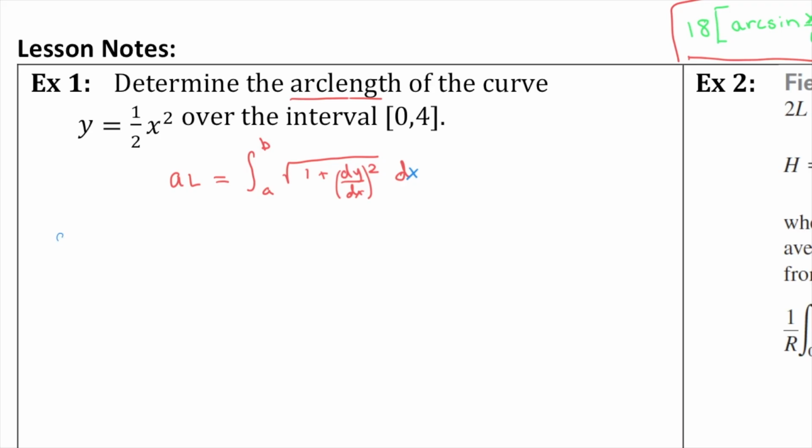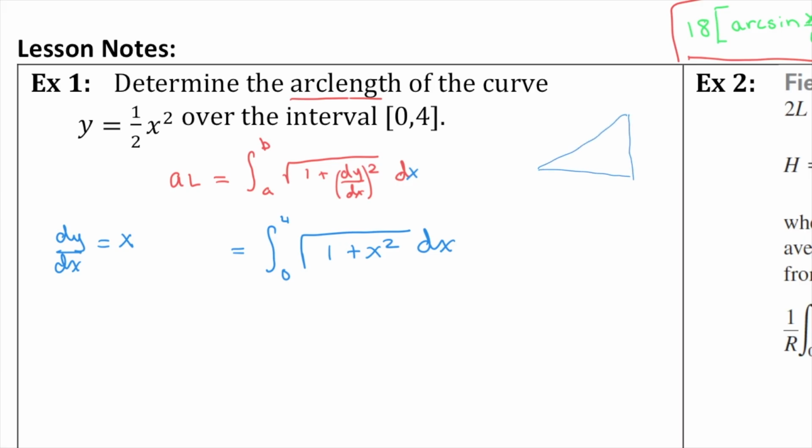So for our problem, dy dx is going to be equal to x. So then when we square it, of course, that's going to be x squared. Substitute, we're going to have the integral from 0 to 4 square root of 1 plus x squared dx. Once you see this problem, you should recognize that we will need to draw a triangle in order to integrate using trig substitution. Theta is our angle. We have the hypotenuse that was given to us as 1 plus x squared. I'm going to label the opposite side x and the adjacent side 1.